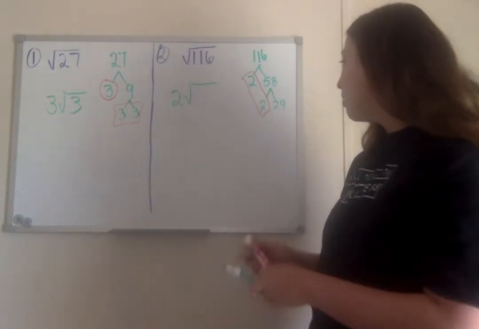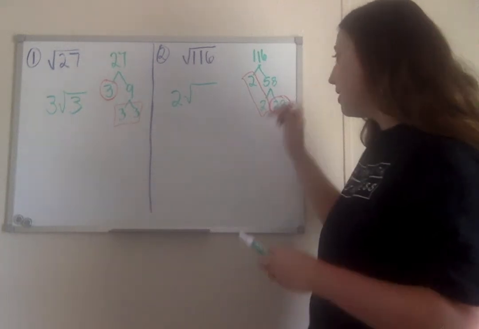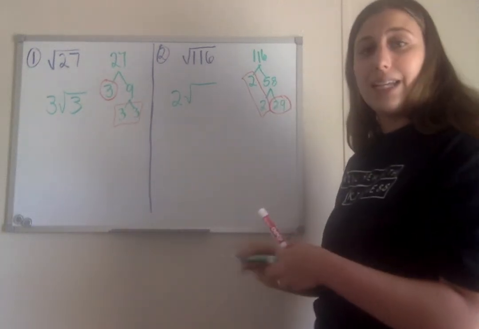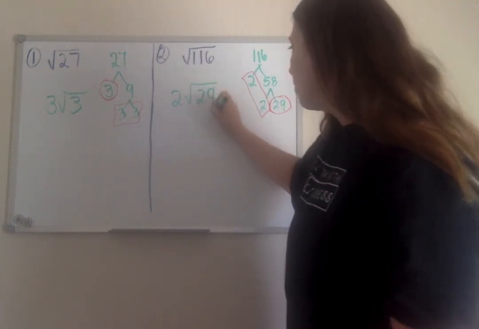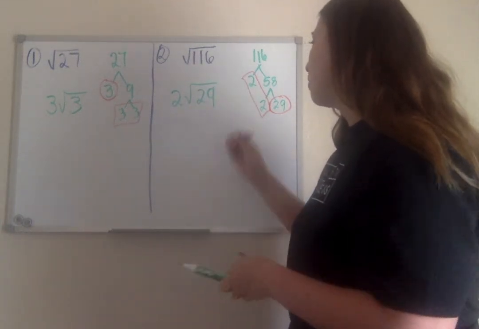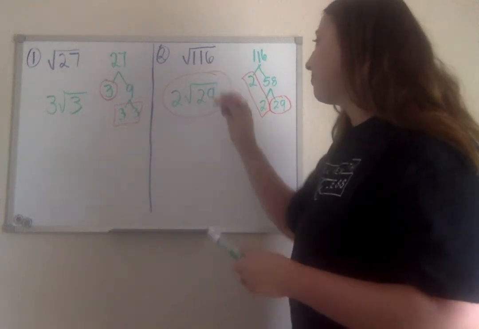Right, then again, we see what's left is a 29. So that means 29 is going to be what's left under my square root. So we get 2 square root of 29 as our answer.